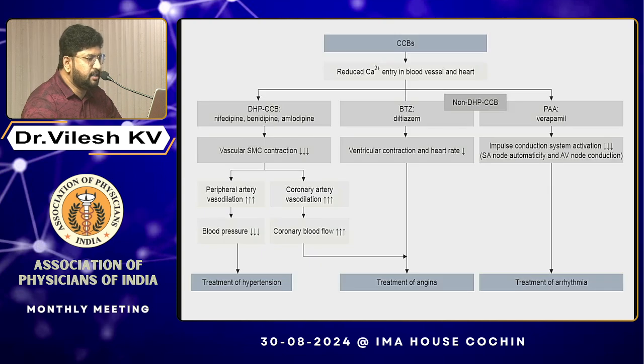So basically, how do they work? They reduce the calcium entry into the blood vessels and the heart. When you look at the dihydropyridines, like nifedipine and amlodipine, they decrease smooth muscle vascular contraction, thereby causing peripheral artery vasodilation and coronary artery vasodilation. By peripheral artery vasodilation they cause a decrease in blood pressure, and that's how they treat hypertension. And coronary artery vasodilation helps in increasing coronary blood flow as part of the treatment of angina. Through the benzothiazepine, diltiazem decreases heart ventricle contraction, also used in the treatment of the same. And on the other side, we know verapamil works.